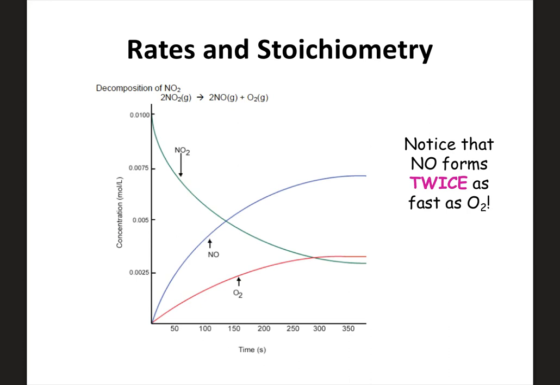If we look at this particular graph, you can see that this graph is for the decomposition of NO2. So the reaction is written up here. You have 2NO2 decomposing into 2NO plus O2.